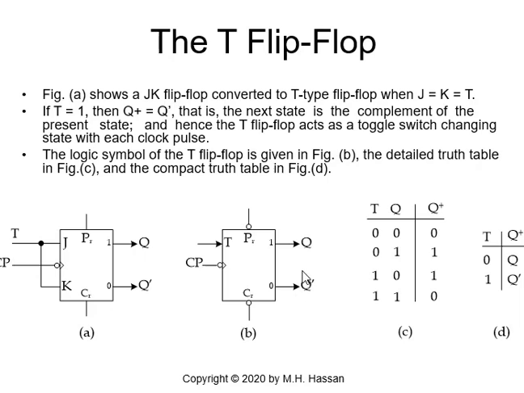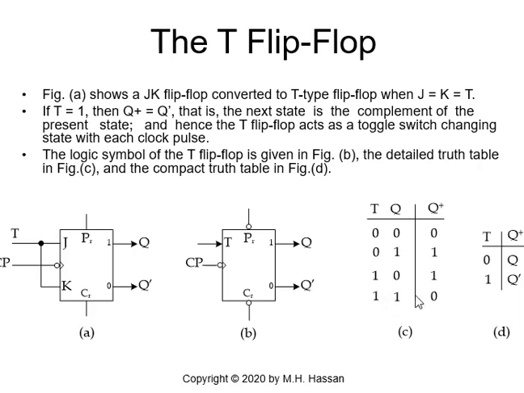The truth table of the T flip-flop is shown in figure C, and the compact truth table is shown in figure D. If T is 0 and Q is 0, Q plus is 0. If T is 0 and Q is 1, Q plus is 1. If T is 1 and Q is 0, Q plus is 1. And if T is 1 and Q is 1, Q plus is 0.